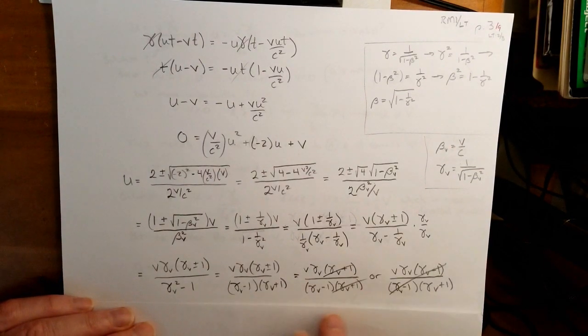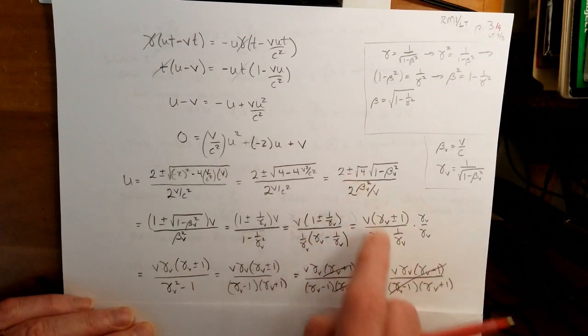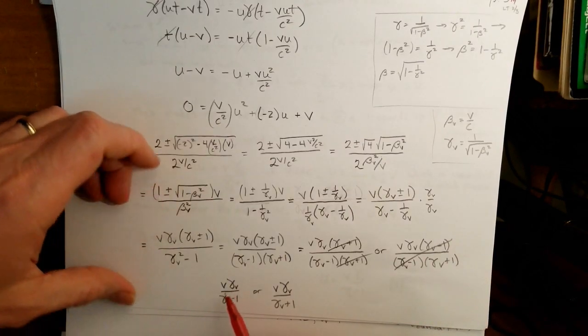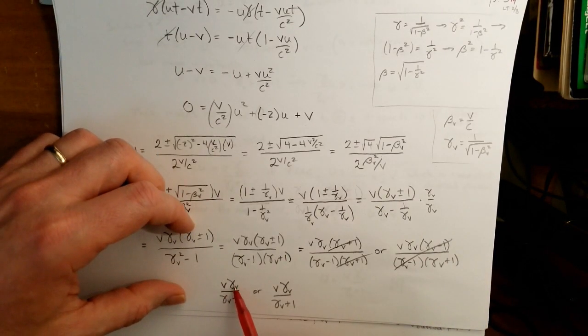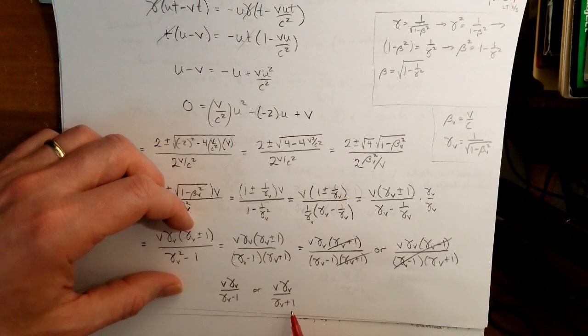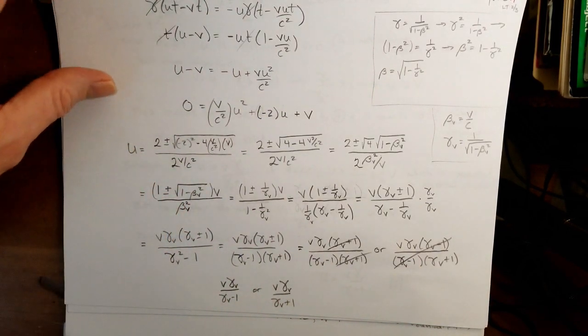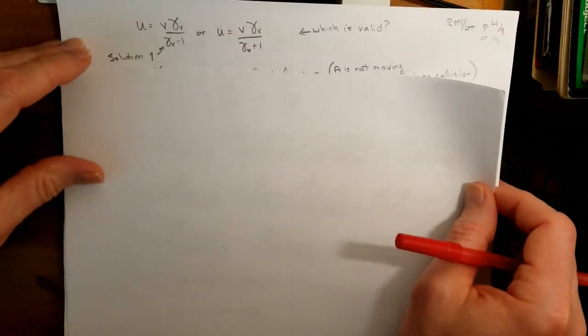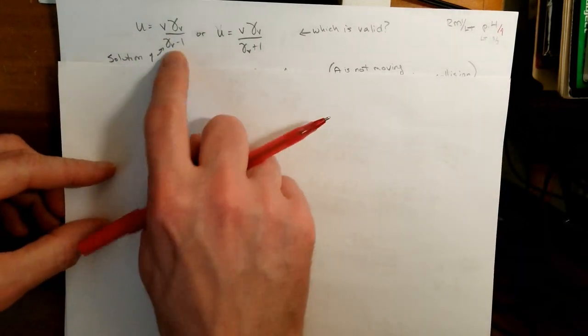And ultimately, we come out with this plus or minus here, which means I have two different solutions. So ultimately, u is equal to v gamma sub v over gamma sub v minus 1, or v gamma sub v over gamma sub v plus 1. And so we need to figure out which one makes actual physical sense. I'm going to call these solution 1 and solution 2.